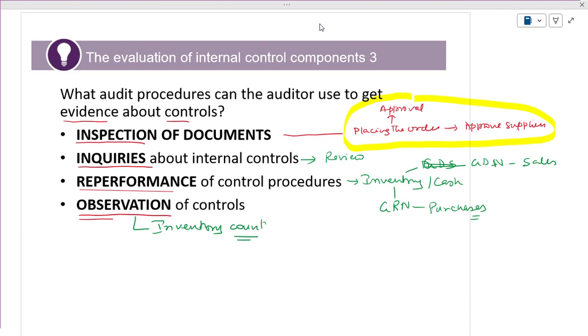Now, coming slowly from the exam point of view, from now onwards, audit procedures. What are the procedures we will do, for every task, every activity, every event? To get the evidence, you will inspect the documents, make inquiries about internal controls, do some re-performance, and do some observations also. Different situations, different tools, different procedures we will use.